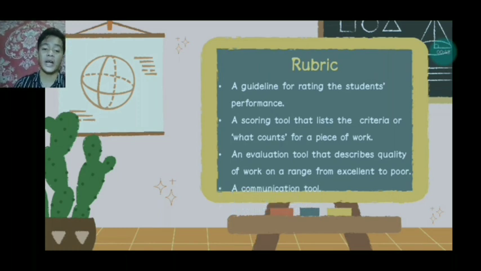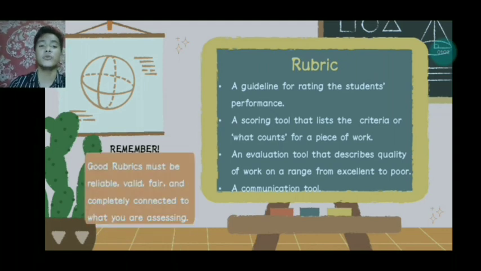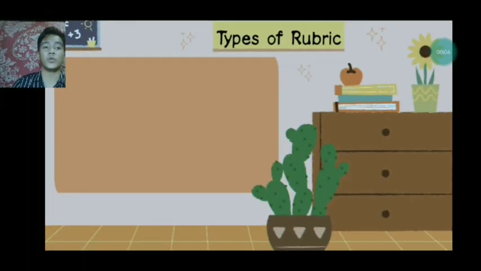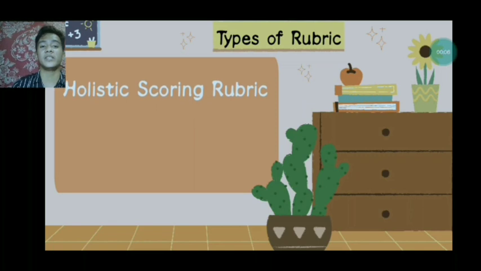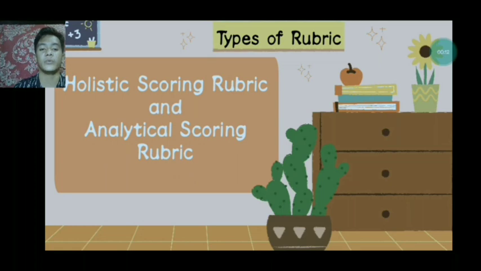So, generally, a rubric is typically an evaluation tool or set of guidelines used to promote the consistent application of learning expectations, learning objectives, and/or learning standards in the classroom. So, always remember, a good rubric must be reliable, valid, fair, and completely connected to what you are assessing for. So, there are two types of rubric. The first one is the holistic scoring rubric, and the second one is the analytical scoring rubric.